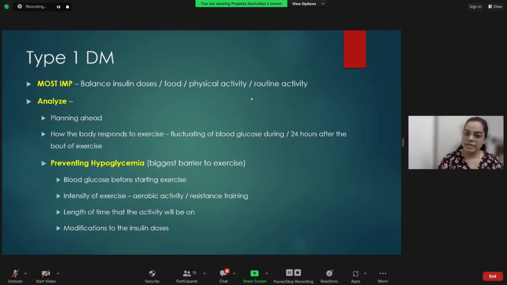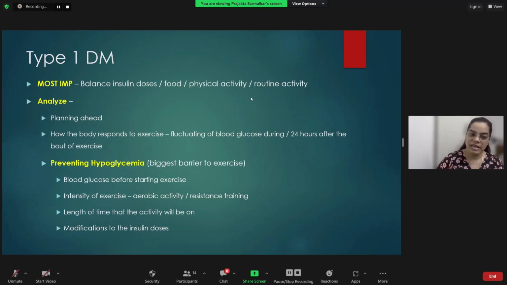So there are concepts that we need as educators to understand: the sugars are going to fluctuate during the activity, after the activity, and, very important, even 24 hours after the bout of exercise or any form of activity. A lot of studies talk about barriers to exercise, and one of the biggest barriers to exercise is hypoglycemia. Of course, all of us who are educators here know how to prevent hypoglycemia.